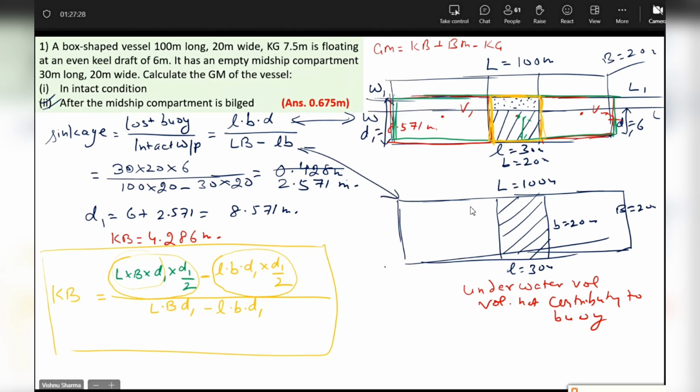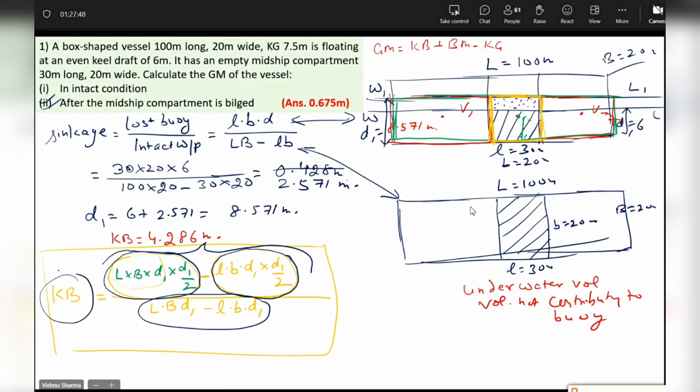Okay, guys, what have I done? From the total vertical moment of the underwater volume, I removed the vertical moment of the volume that was not part of the buoyancy. The difference left me with the vertical moment of the volume of buoyancy, and I divide this by the volume of buoyancy. It will give me the KB in the bilged condition, which I need for my purpose. Yes or no, beta? Now, one more simplification can be done here. Which method are we following? Lost buoyancy method.